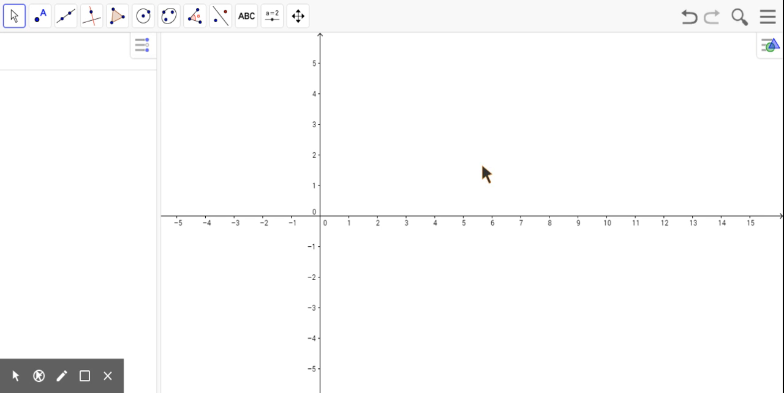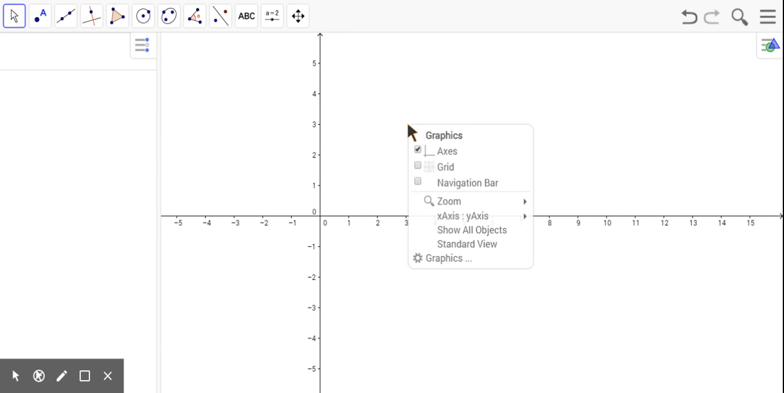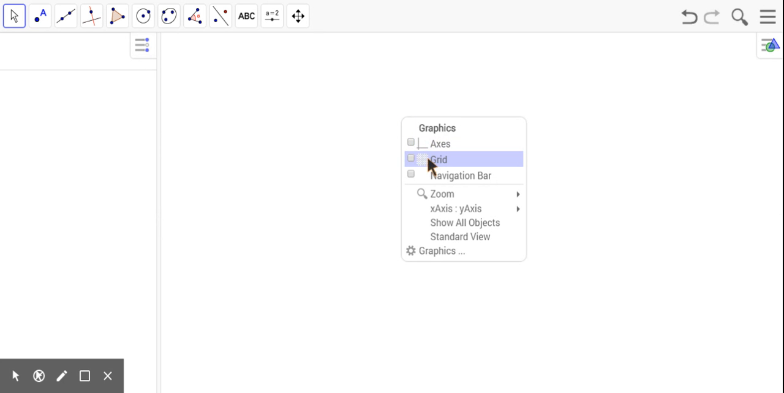Okay, welcome to Lesson 3, Vertical Angles and Linear Pairs. What I want you to do is to get into GeoGebra, click on Algebra, and get to this screen. Once we're here, we're going to get rid of some things. We're going to get rid of the axes, and we're going to add in the grid. And we do this by right-clicking.